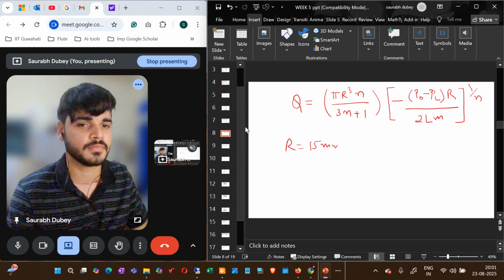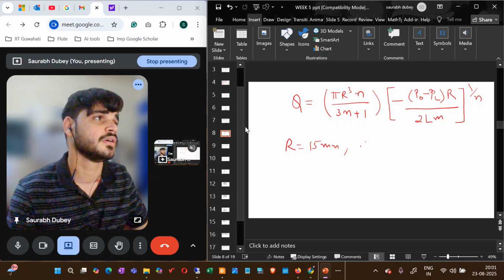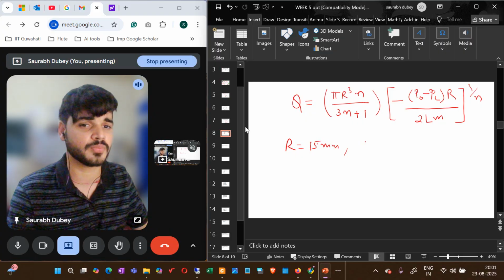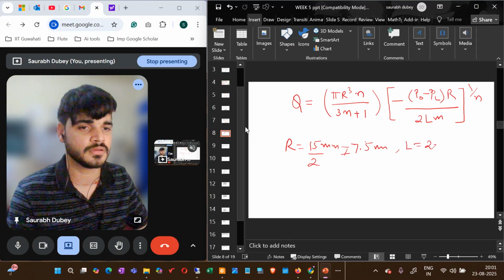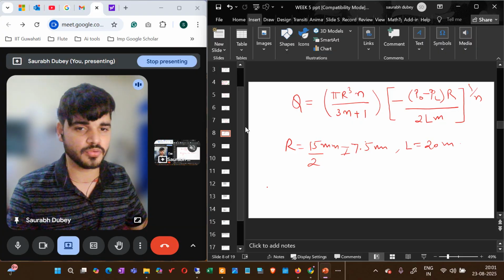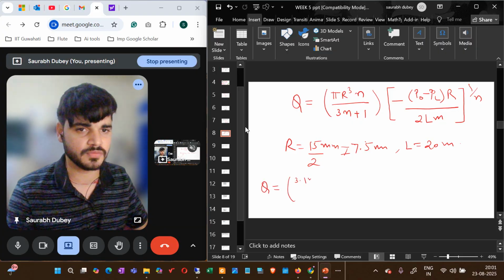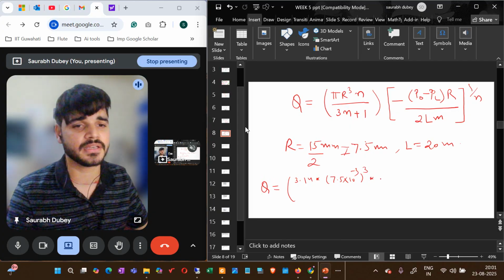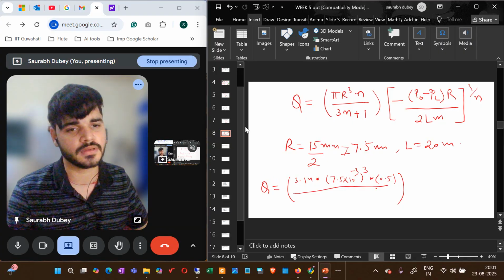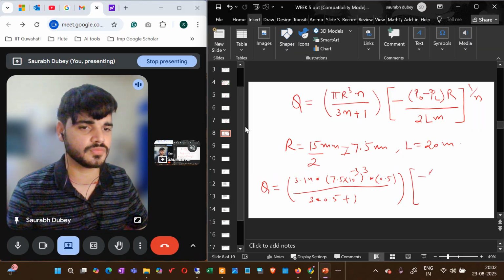Once you know, so the R value you have: they said that the diameter is 15 mm, so the radius is 7.5 mm, right? It is 7.5 mm, and this L is 20 meter, right? Once you put all the values, I'm going to put here 3.14 multiplied by 7.5 into 10 to the minus 3 cubed multiplied by n. The value of n you had is 0.5, divided by 3 into 0.5 plus 1. So this you want to calculate, into 7.5 into 10 to the minus 3, divided by 2 into 2 into 20 meter.